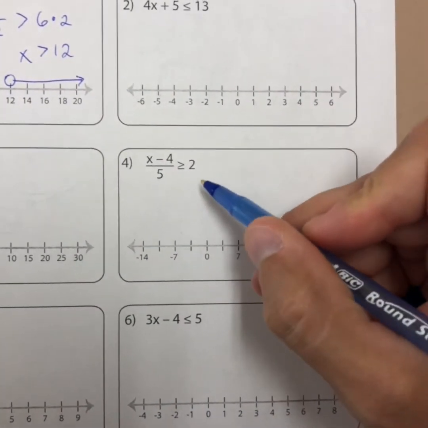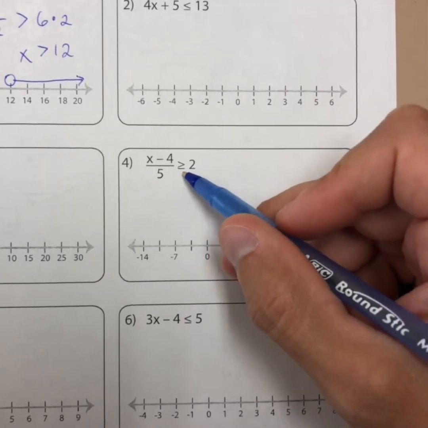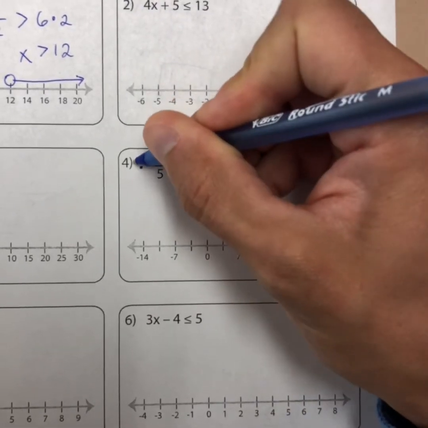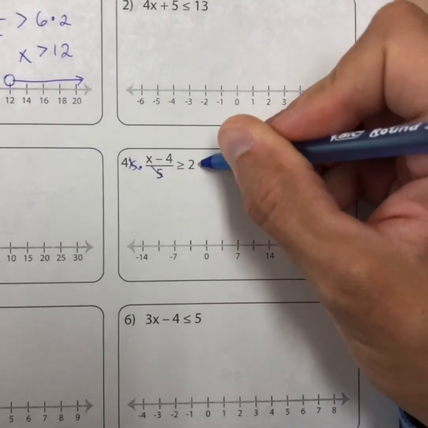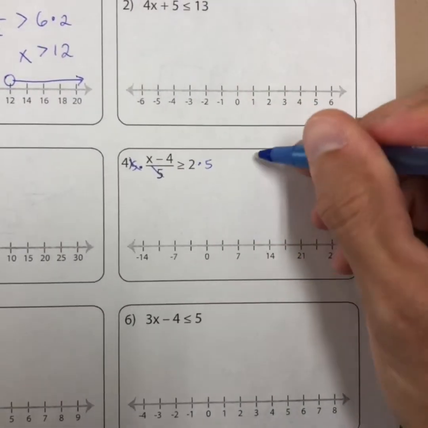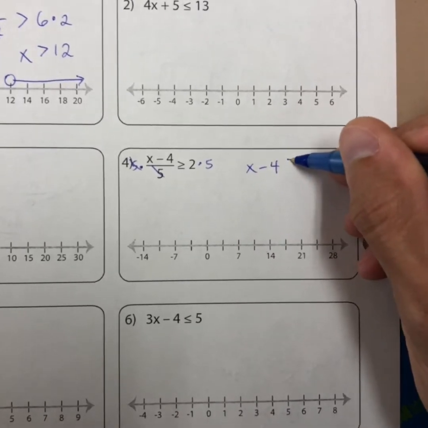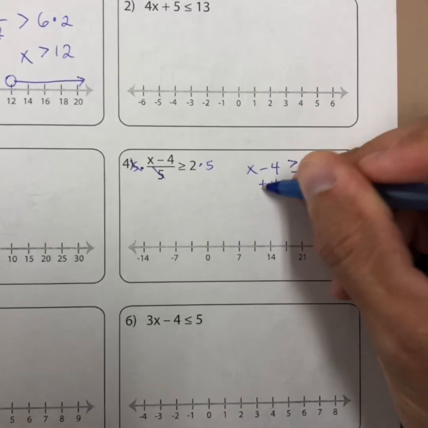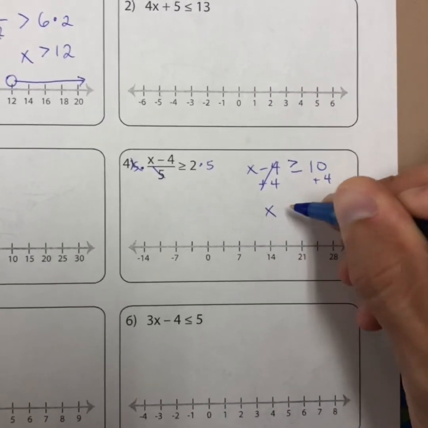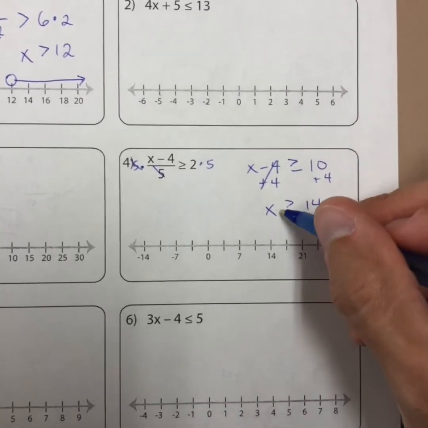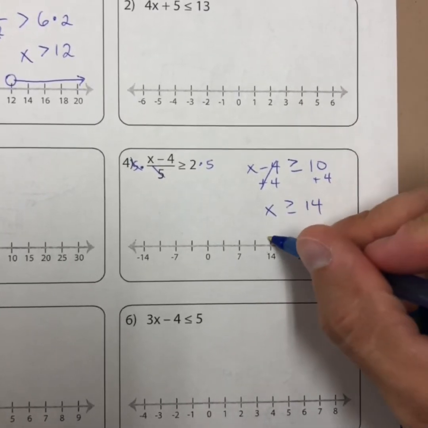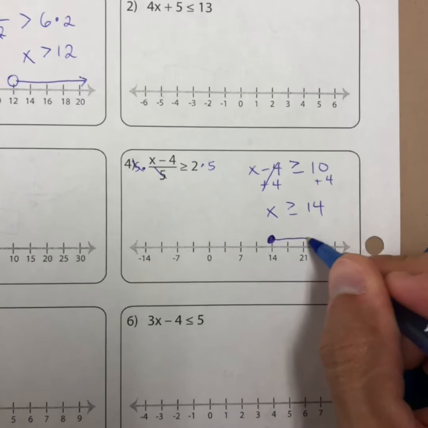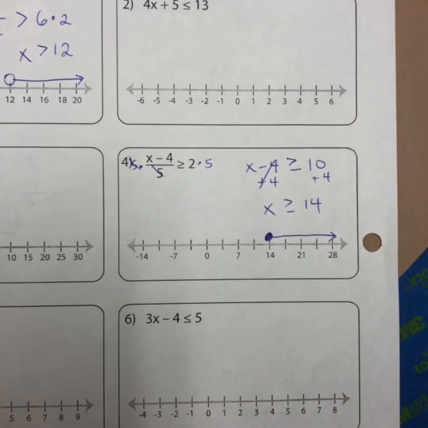So let's jump to one like number 4. This is where we see a greater than or equal to. So in this case, we do have a closed circle, but let's solve it first. I'm going to start by multiplying both sides by 5 to get rid of that fraction. So then that leaves me with x minus 4 is greater than or equal to 10. Last step, add 4. X is greater than or equal to 14. So now the difference is we're going to have a closed circle on 14, since it is equal to, and it's still greater than, so we still shade to the right, greater than or equal to 14.